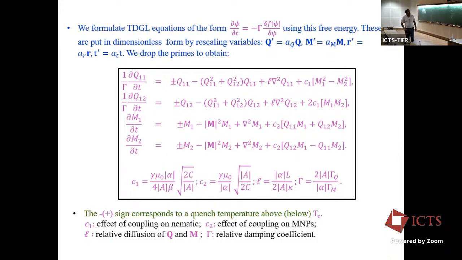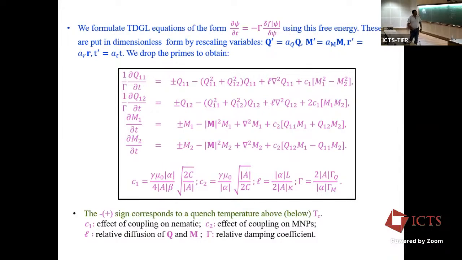Okay, so later I'm going to consider limits where C1 could be 0, C2 non-zero, and alternatively C1 could be non-zero and C2 zero. That simply depends on whether the coupling affects the liquid crystalline field or the magnetization field. Okay. So I've already said that the minus sign corresponds to a quench temperature above a certain critical temperature, and the plus sign corresponds to a quench temperature below the certain critical temperature. The critical temperature for this guy is naturally TCN, and the critical temperature for this guy is naturally TCM.